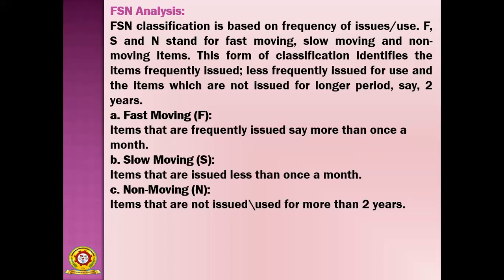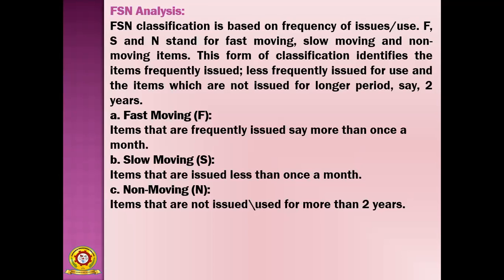FSN classification is based on frequency of issues. F, S and N stand for fast moving, slow moving, and non moving items. The frequency of issues means how many times it will be issued. So depending upon the frequency, you have to categorize the material into three categories: fast moving, slow moving, non moving.